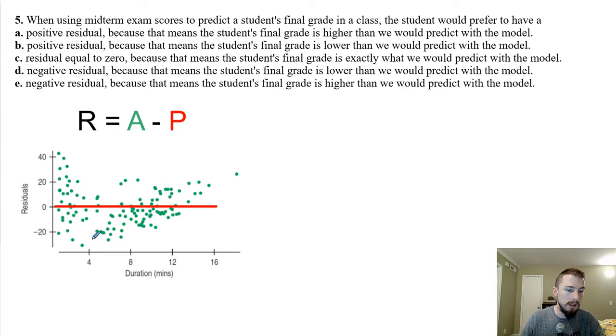Anything that's a negative residual, that's below the line, is going to be less than we expected. If we're talking about your grades, we would want a positive residual because we would want it to be higher than what was predicted. So a positive residual, because it means the student's final grade is higher than what we would predict with the model, which would be A as in alpha.